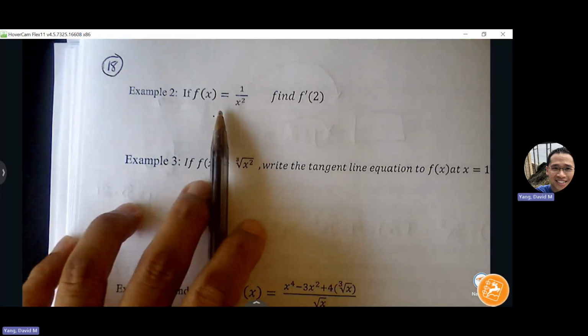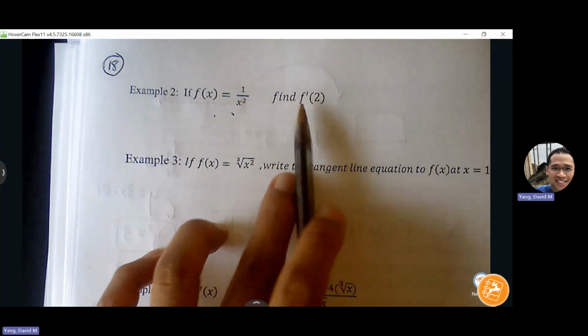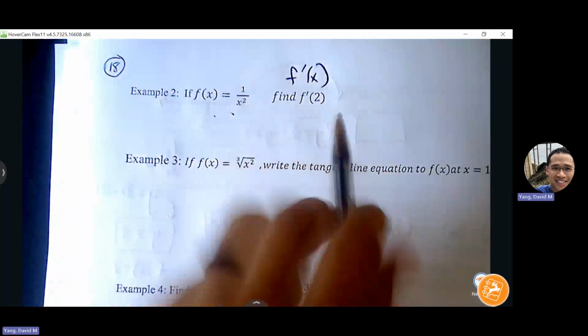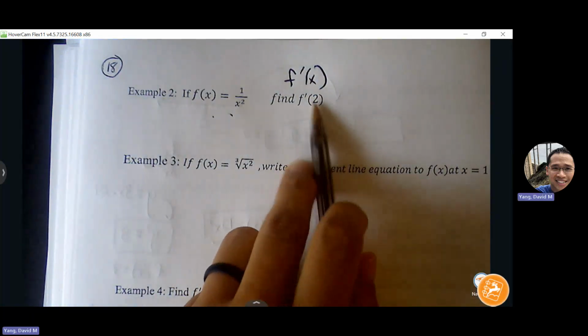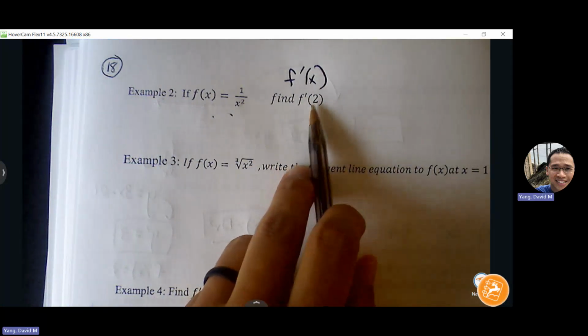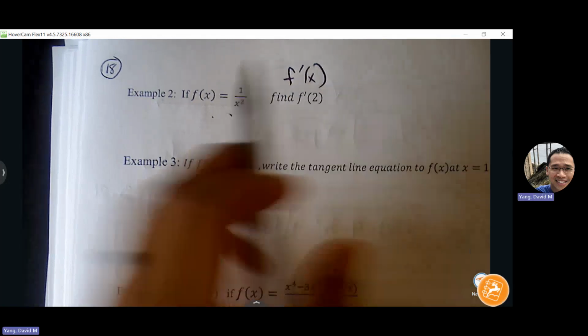Okay, f of x equals 1 over x squared. It says find f prime of 2, so it's a two-step process. We're going to find f prime of x first, and then once we find the derivative, we can insert the 2 into the derivative to find the slope. So this just means find the slope using the derivative function. But one step at a time, let's find f prime.